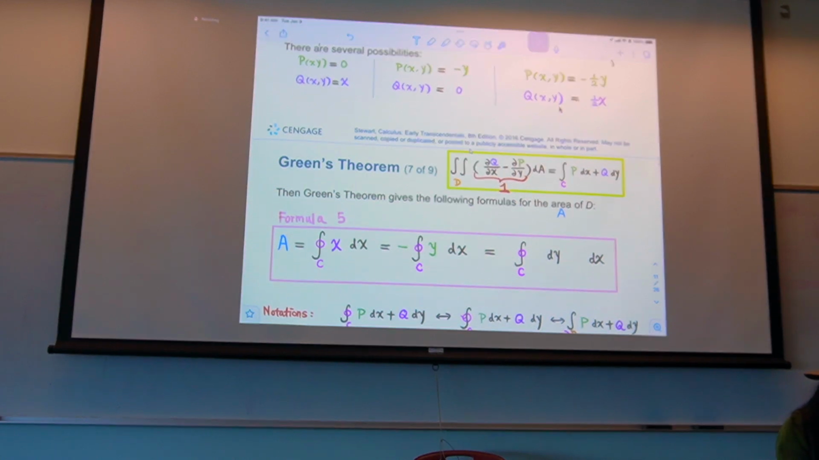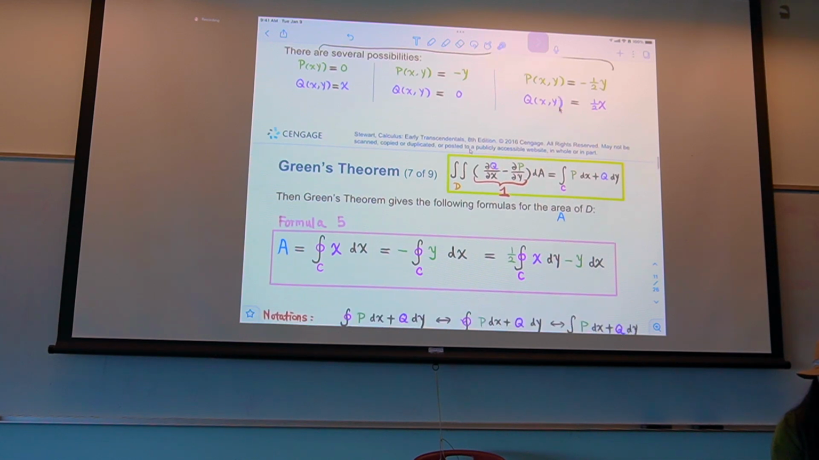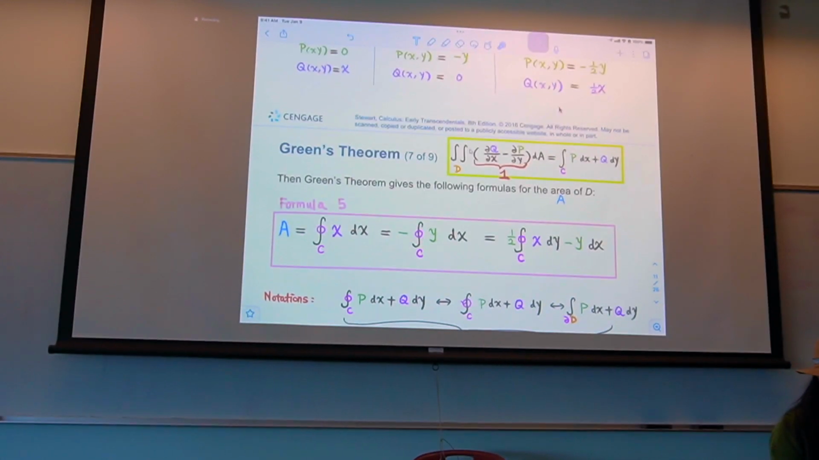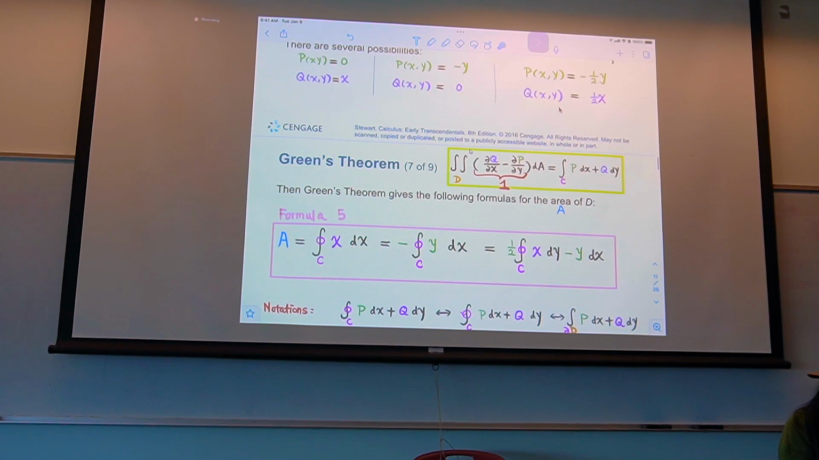Okay. What about the last one over here? What should I put over here? Let's put this function, right? P is negative 1/2 y, Q is 1/2 x. So we can actually take out the 1/2. So P is negative 1/2 y. Q is 1/2 x. Right here. Okay. So these three, let's call it formula 5. Those formulas give you the area of the region D. It is a line integral, and any one of them is going to work.